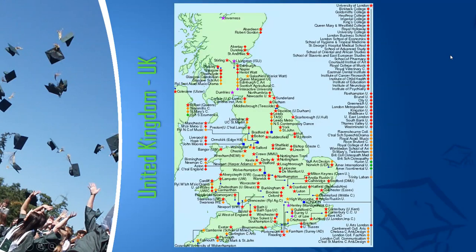So you can see the number of institutions available for UK. The whole country is filled with institutions. So in every nook and corner you can find an institution, from Oxford to Cambridge to any kind of university that you're looking at. It is available in UK. You ask for any kind of course, it is available.